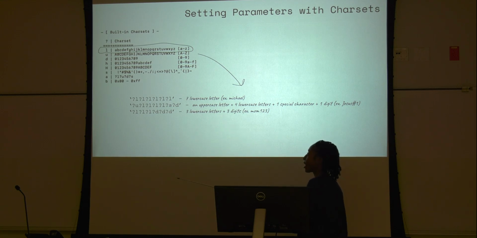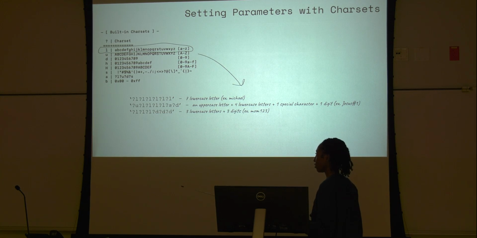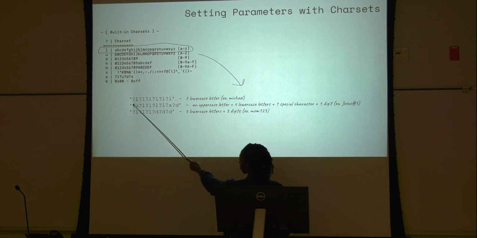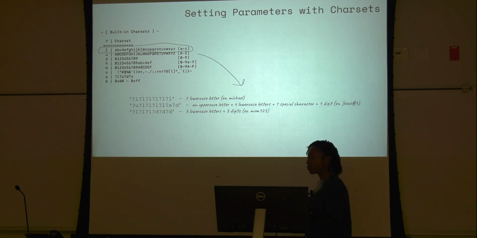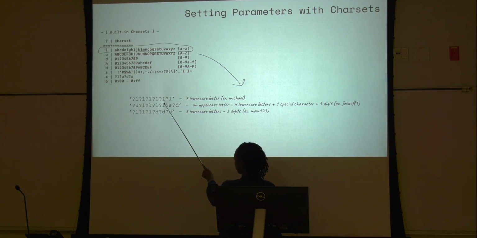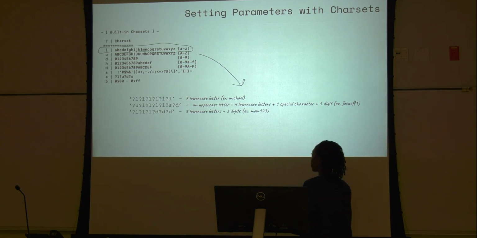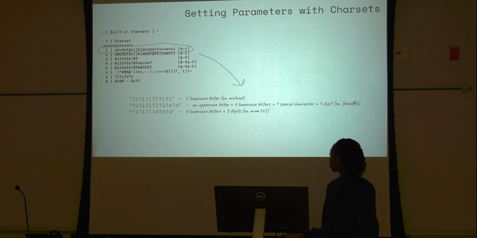If I wanted Hashcat to look for a password that was 7 lowercase letters long, like the name Michael, I would do a question mark and then a lowercase l, and a question mark and a lowercase l, and then just do a lowercase l 7 times, each of them with a question mark before it.